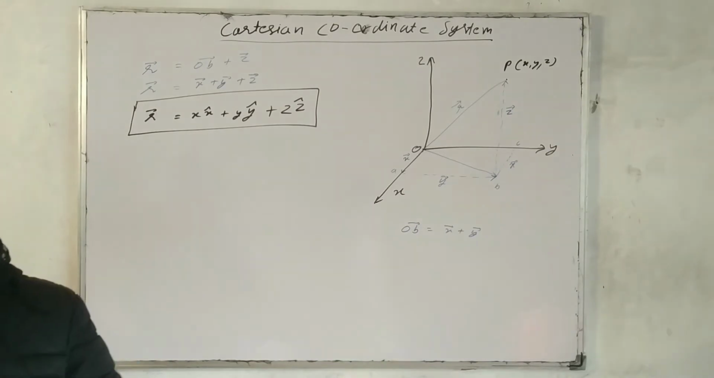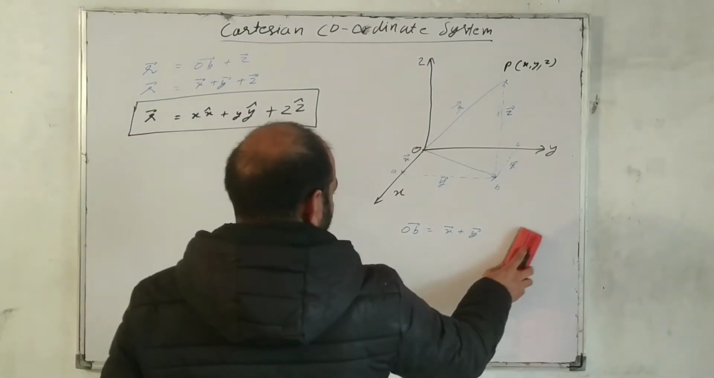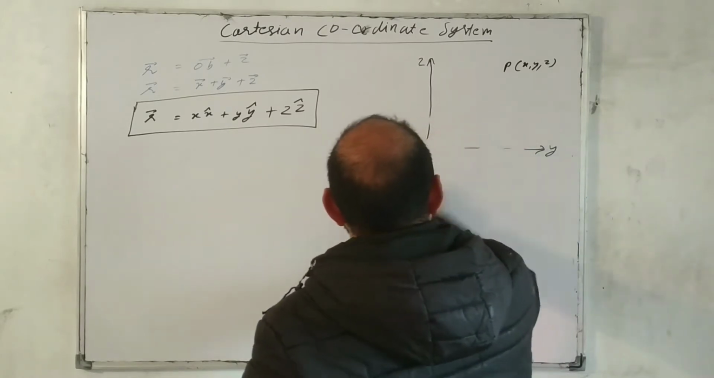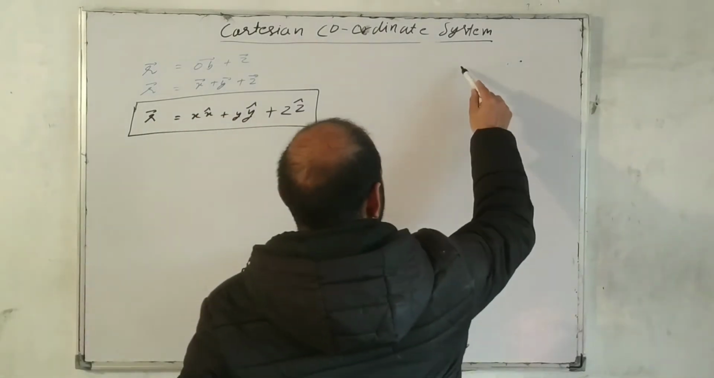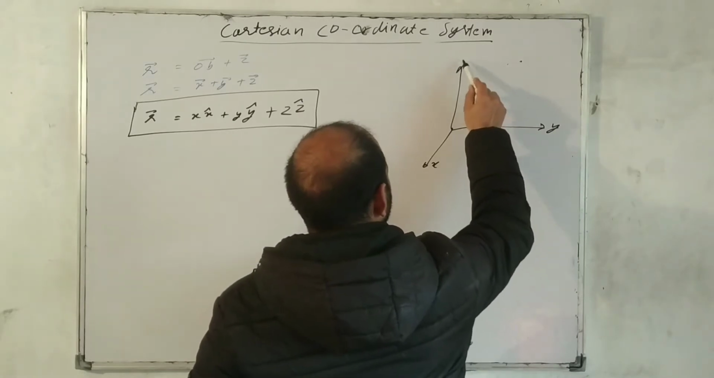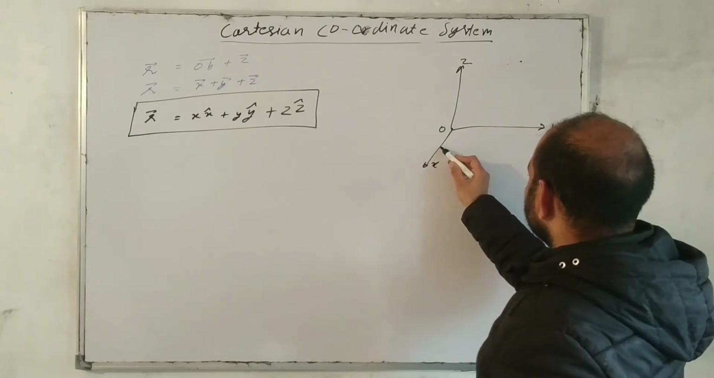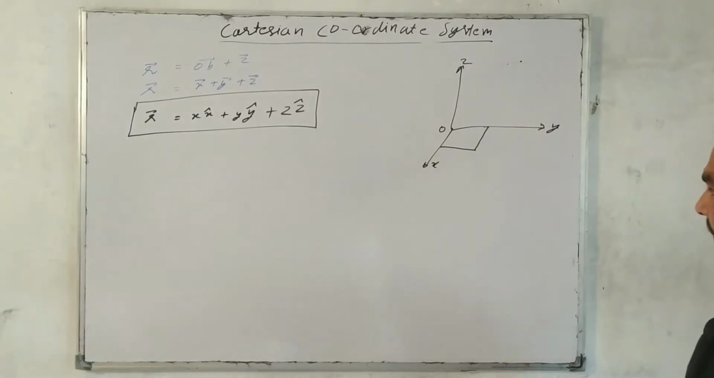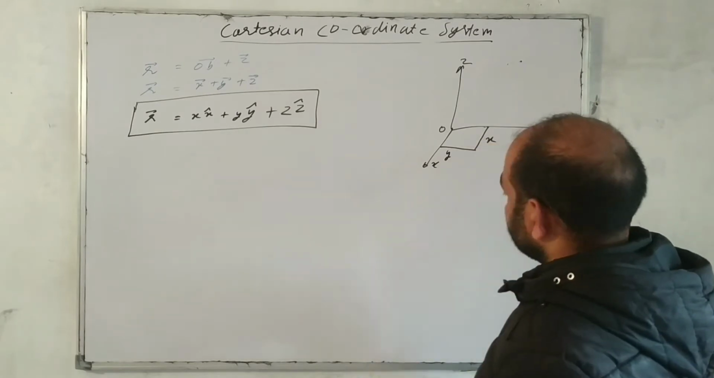So now we will talk about the area element. How will we write the area element in a Cartesian coordinate system? Again, this is our coordinate system. This is the x-axis, this is the y-axis, and this is the z-axis, and this is the origin here. Let us consider a rectangular plane in the xy plane. This is rectangular in shape. Again, let this distance be y and this distance be x.